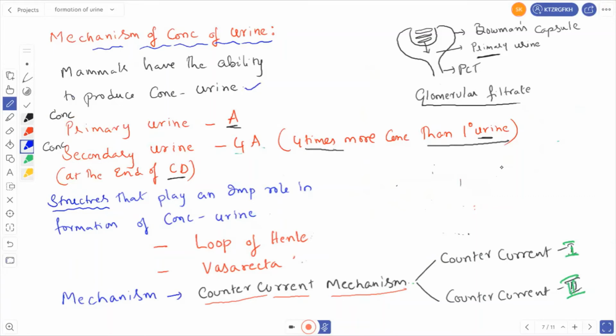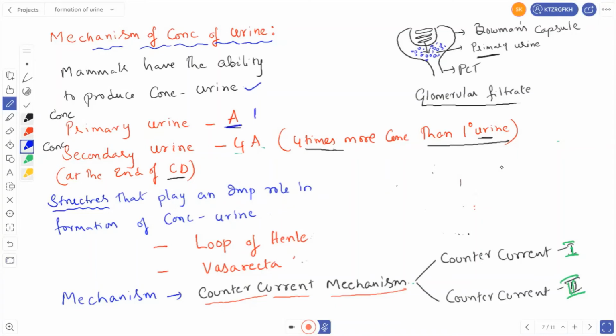So if you take the concentration of primary urine, what is primary urine? The fluid present in the Bowman's capsule, the glomerular filtrate. So the blood that is filtered from glomerulus into the lumen of Bowman's capsule is called primary urine. The concentration of primary urine, imagine as 1 or A.